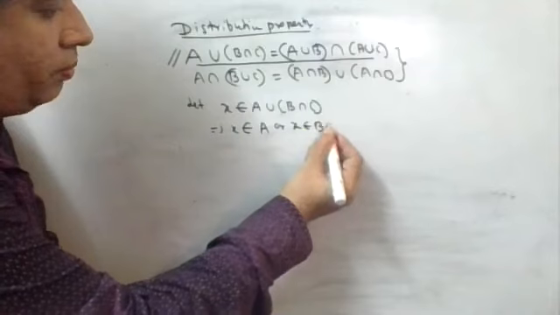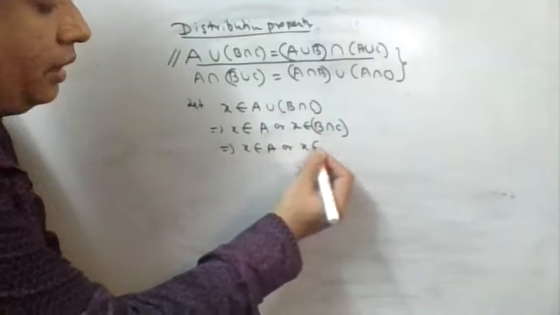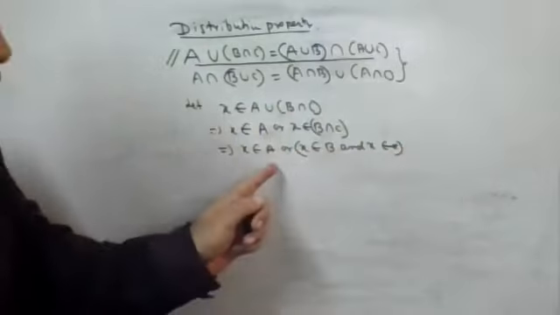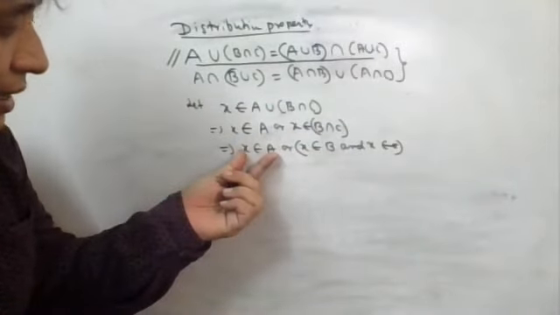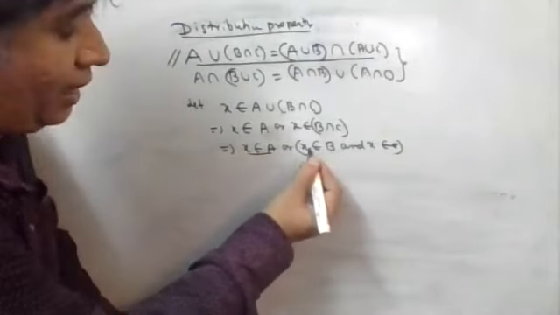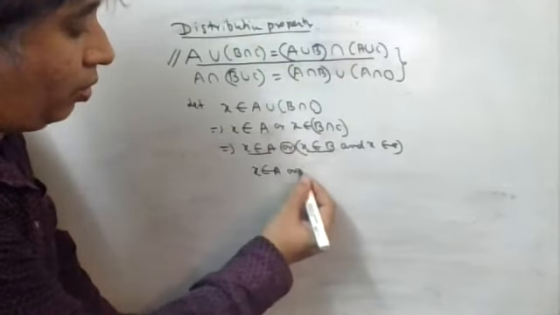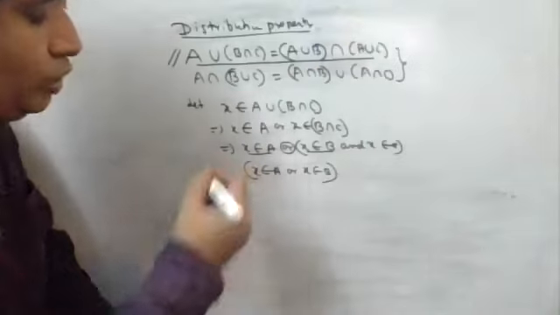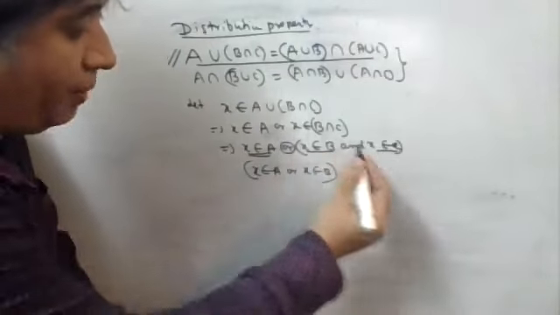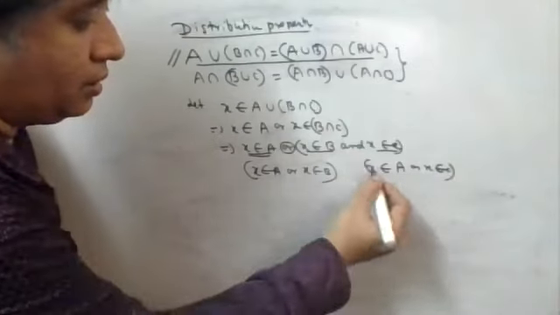X belongs to B intersection C. That implies what? X belongs to B and X belongs to C. Now you see that X belongs to A, where the distribution is being done. X belongs to A is related to B by the OR sign: X belongs to A or X belongs to B. Put them in a bracket. And same, X belongs to A has a relation with C by this OR sign: X belongs to A or X belongs to C.